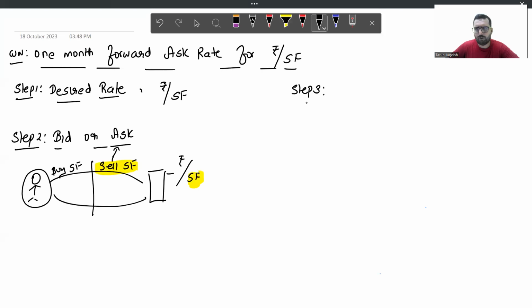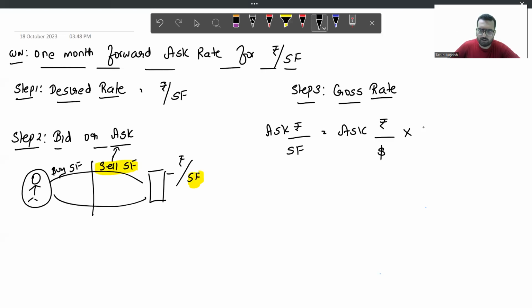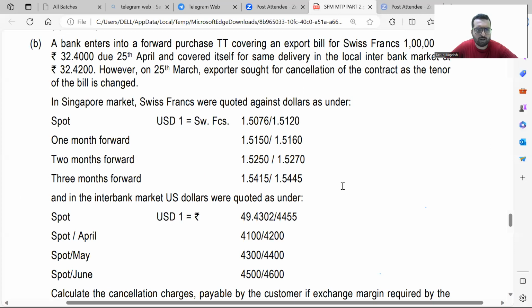Step number 3 will be what now? Cross rate. So friends, here we have to create an equation. Tell me what will be the equation? Ask rupee per Swiss franc is equal to ask rupee per dollar into ask dollar per Swiss franc. Correct? So now ask rupee per dollar is given over here. We have to check the spot bar April, correct? Because in April 25th, we are doing it, correct? So here it is given 0.42. So it will be 49.42, or is it? Hold on.